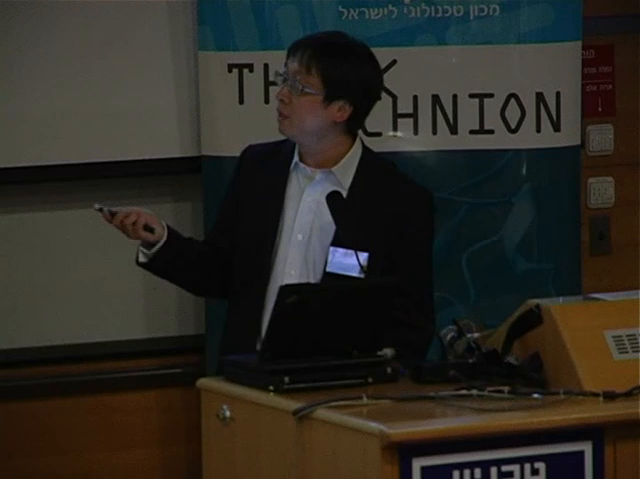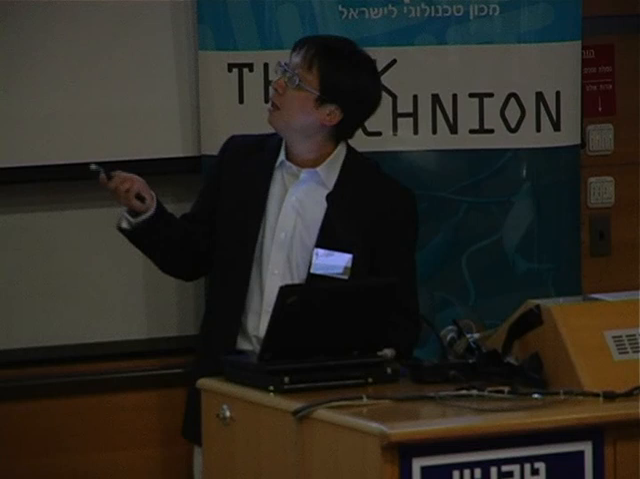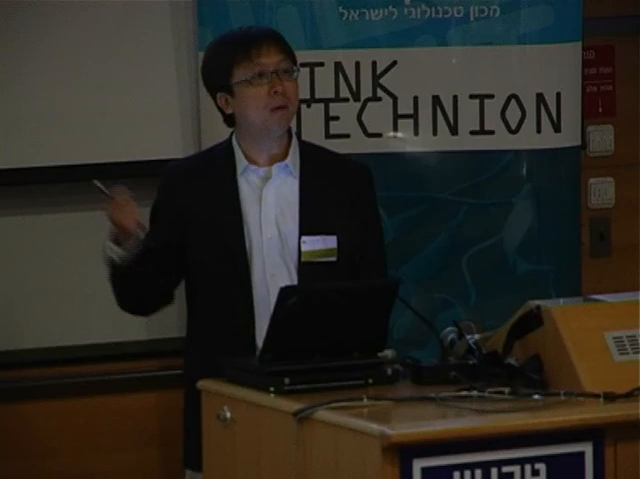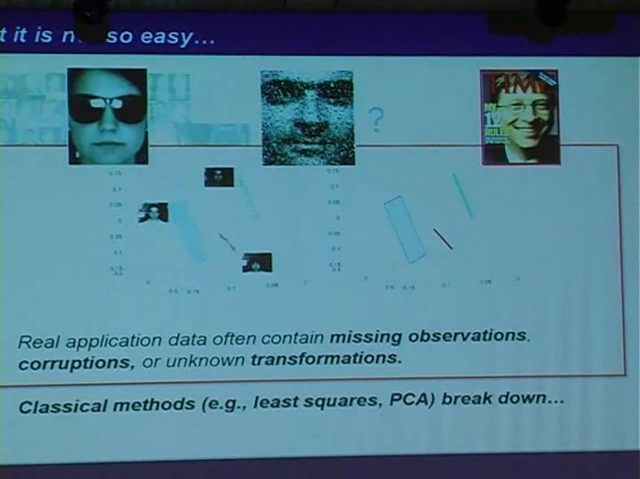So there are many of them. There's missing observation, for example, the rating of the movies. Also, there could be corruptions. Also, there are transformations. It could be smile, it could be pose, and so on. Right? So for many of the classical methods, there's still structure in such data. But if you directly apply them, you get garbage. Like for this girl, PCA will actually break down. We'll see why.